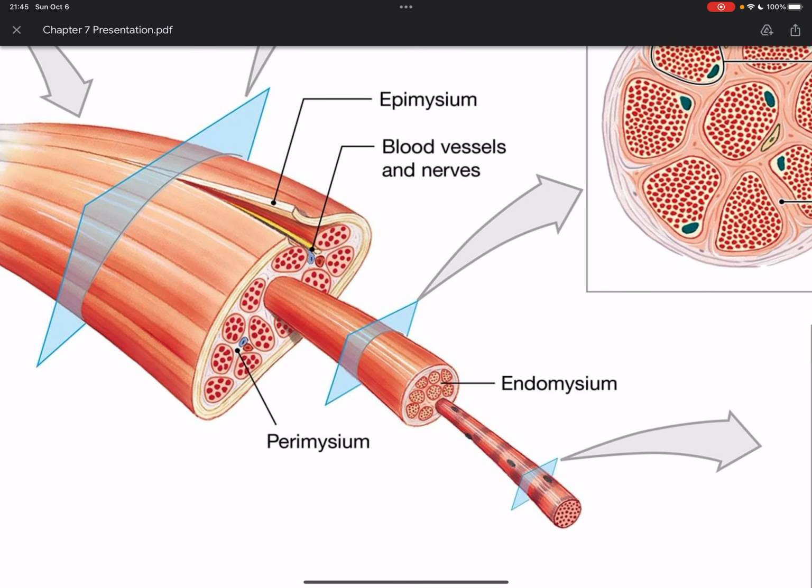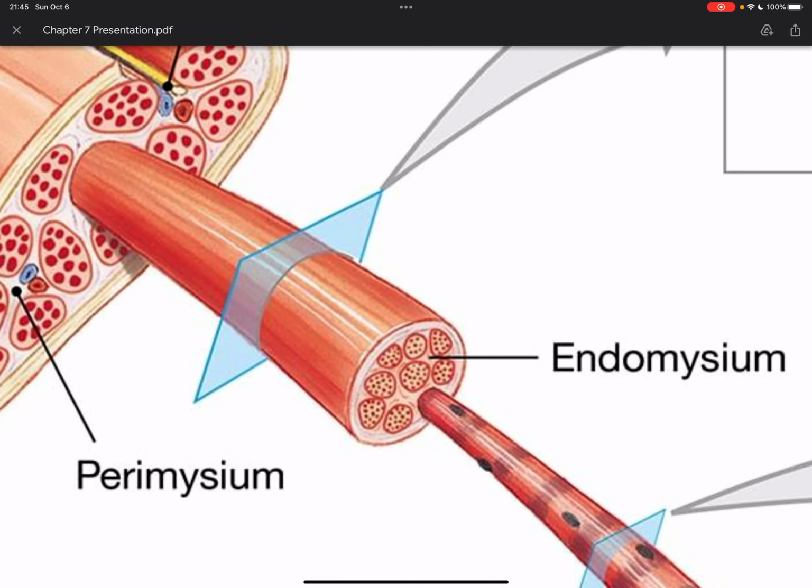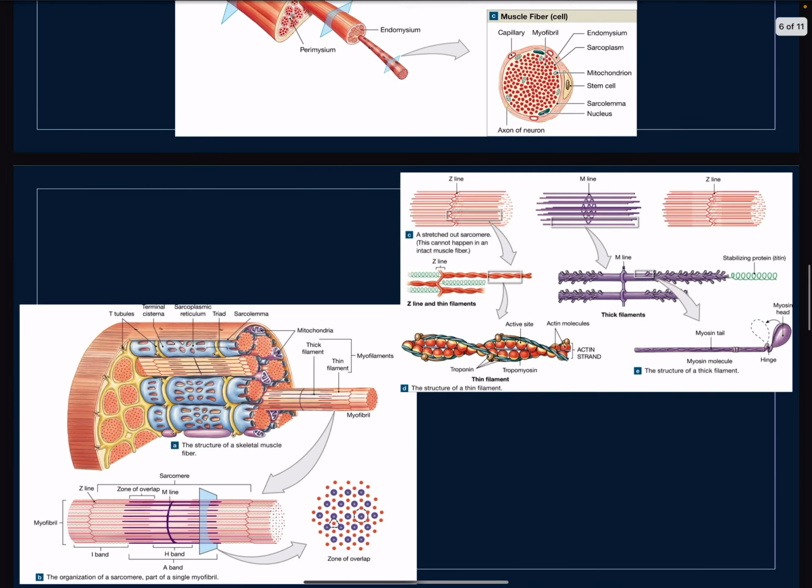Here's more of a 3D model. We see this very surface layer of the epimysium. We see the inner part that's surrounding all of the little bundles, the perimysium, and then inside of the little bundles, what's surrounding even more little bundles is going to be the endomysium.